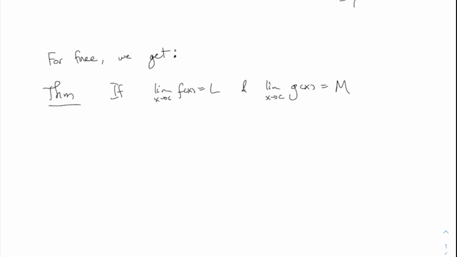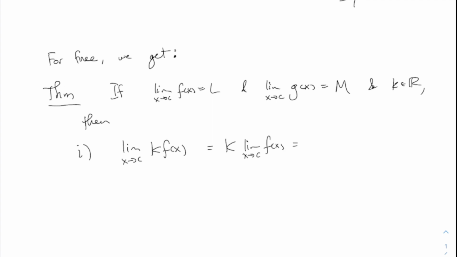Although this is going to have a few parts to it. I'll say also, and k is a real number. Then, all right, number one is just about constants. If I have the limit of k f of x, this equals k times the limit of f of x, right? Which, if you like, you can write as kL, because I said up there that the limit of f of x is L.